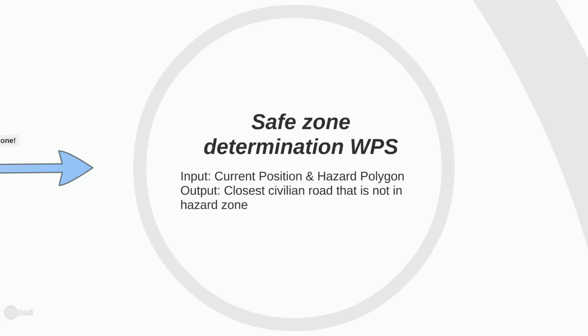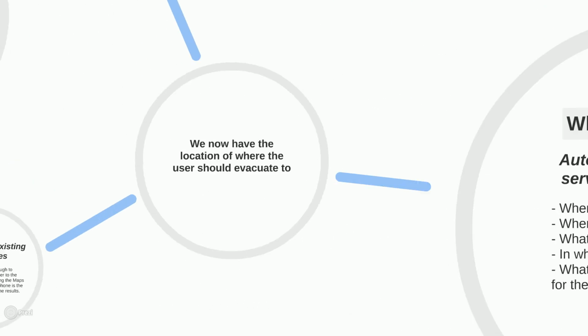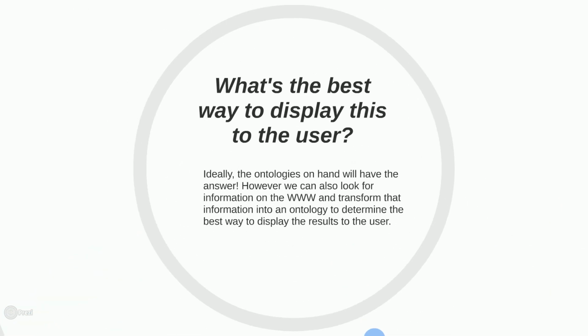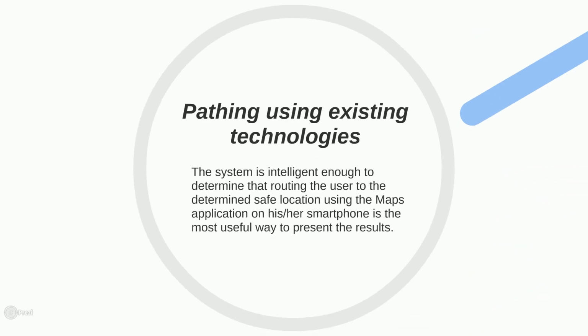We then talk to a safe zone determination WPS that takes in the current position and potential hazard polygon and outputs the closest civilian road that isn't in the hazard zone. We now have a location of where the user should evacuate to. Unfortunately, just telling the user which road to go to isn't the most helpful of things. We therefore use ontologies, again, to help determine the best way to present our results to the user. So from ontologies, the system is intelligent enough to realize that routing the user to the safe location using the Maps application on his or her smartphone is the most beneficial way to present the results. The user can now see directions and routes to take to get to the safe location.